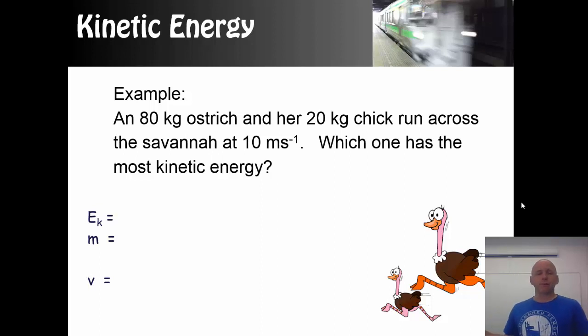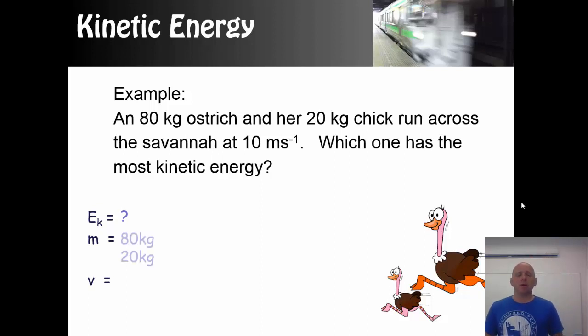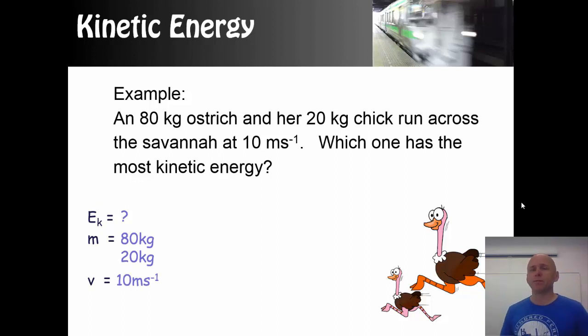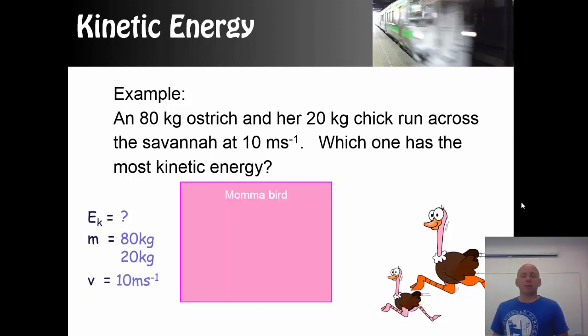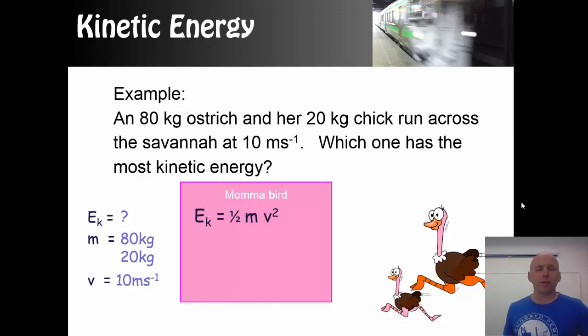So we write down what we're looking for and what we know. What we're looking for is kinetic energy. We know the mass: an 80 kilogram ostrich and a 20 kilogram baby ostrich. They're both moving at 10 meters per second, so we write 10 beside the v. It's always a good idea to write these things down on your paper. So let's calculate the mama bird first. She's the heaviest. We use the formula EK equals 1/2 mv squared.